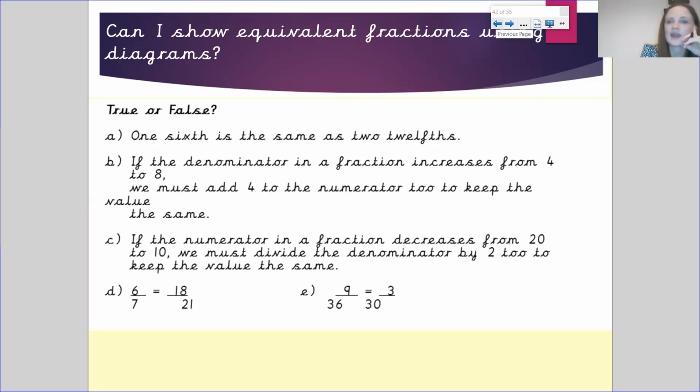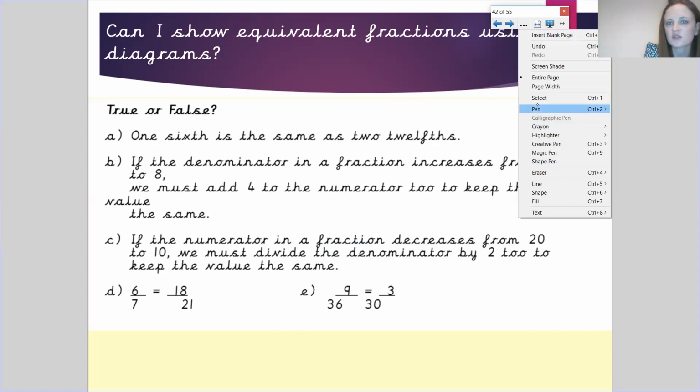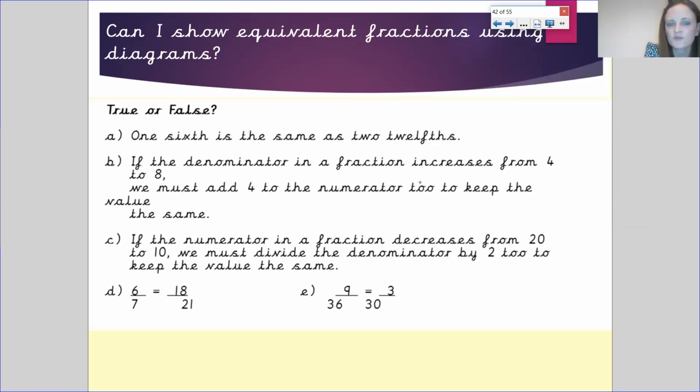Right, if we're looking at our true or false questions, let's have a look. We have 1/6 is the same as 2/12. Is that correct? If the denominator in a fraction increases from 4 to 8, we must add 4 to the denominator to keep the same value. And there is an error in that, so I'm going to correct it. If the numerator in a fraction decreases from 20 to 10, we must divide the denominator by 2 to keep the value the same.